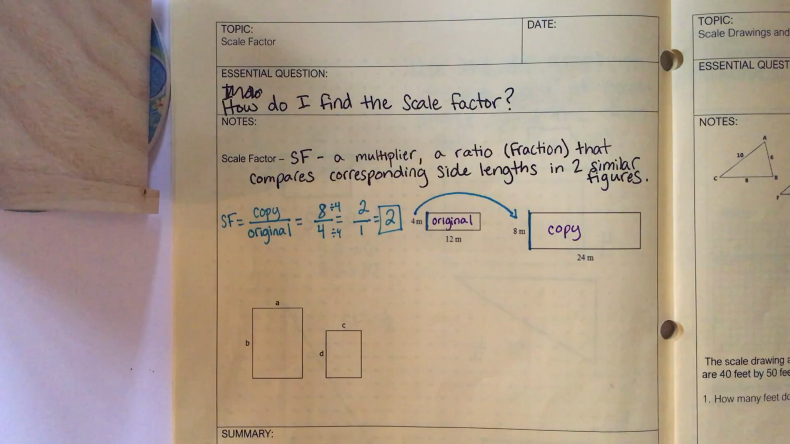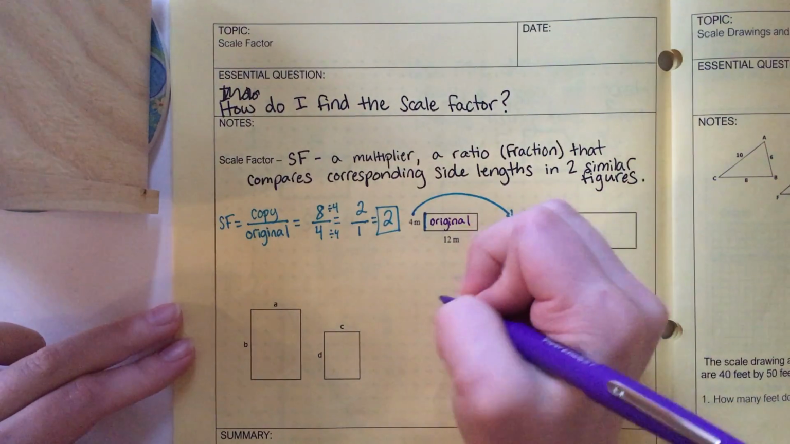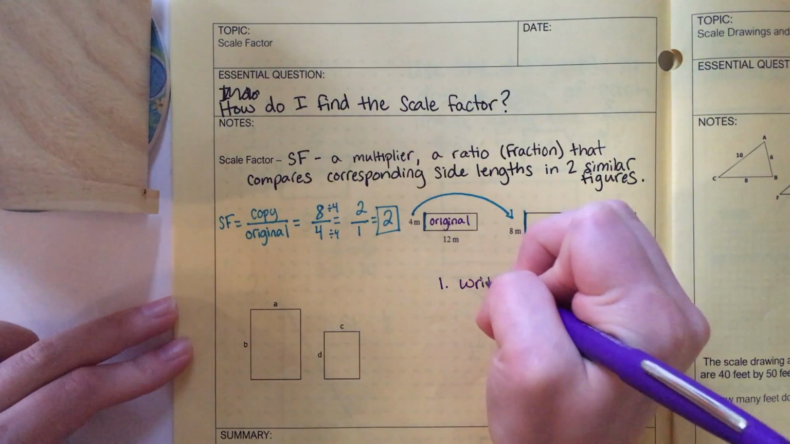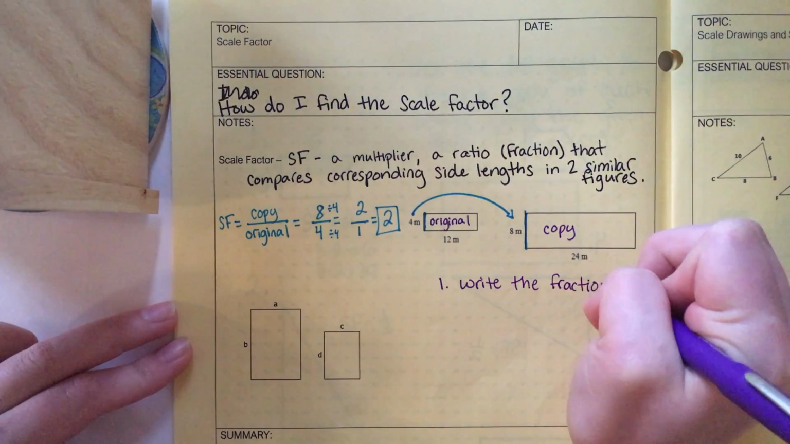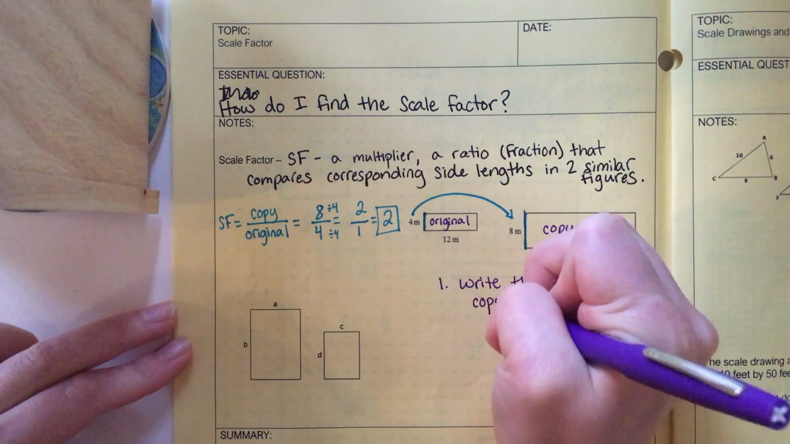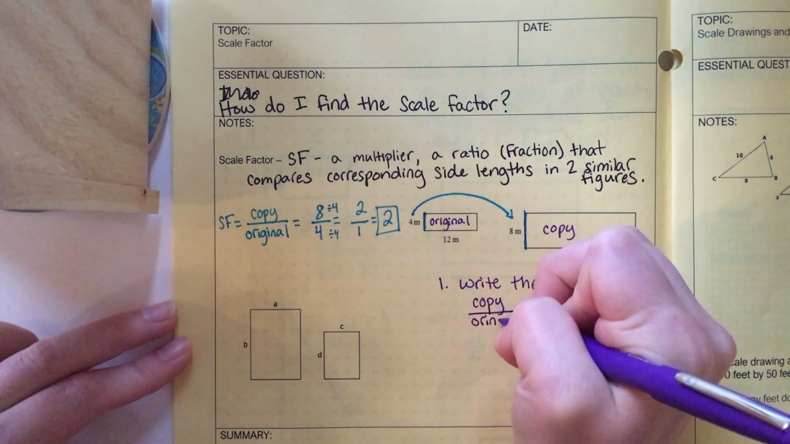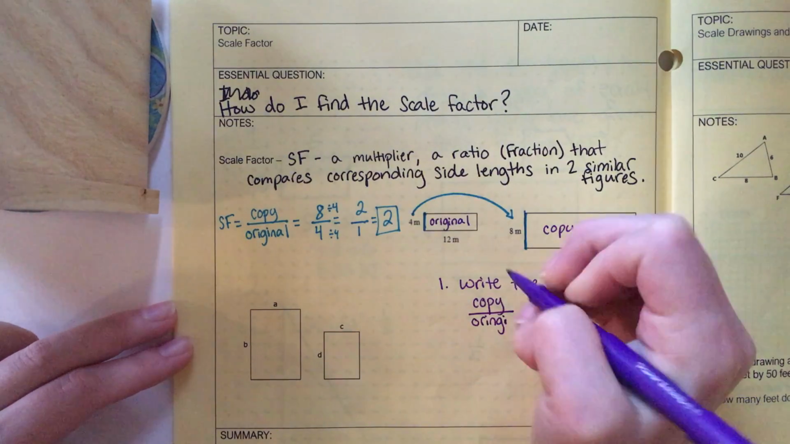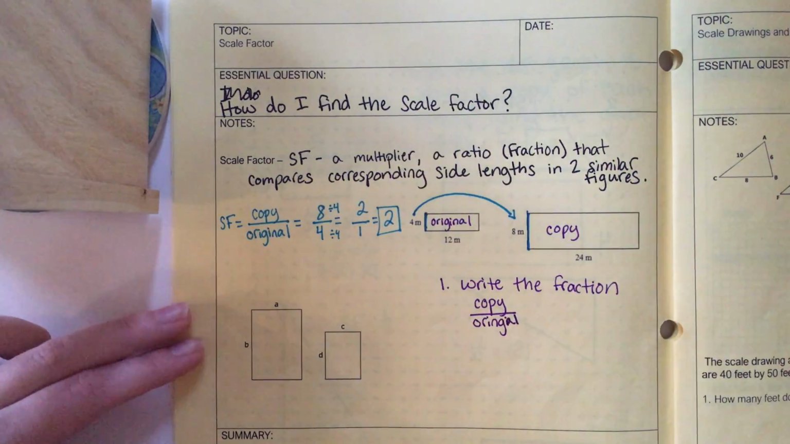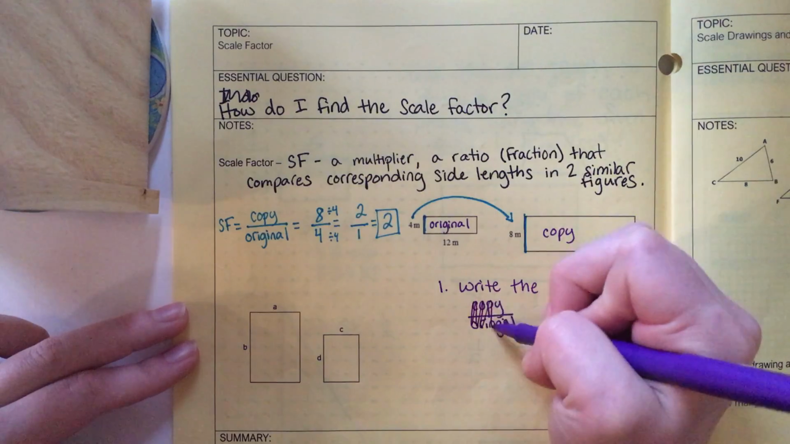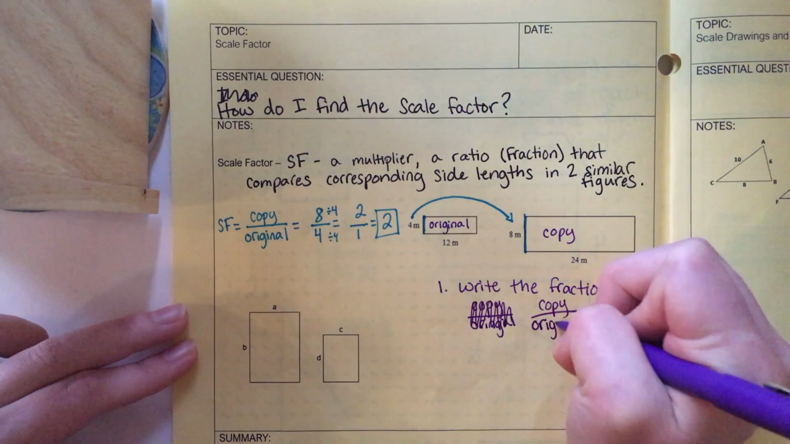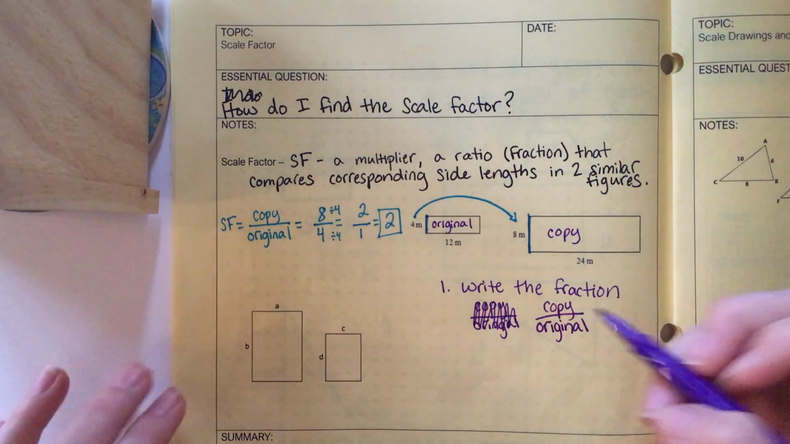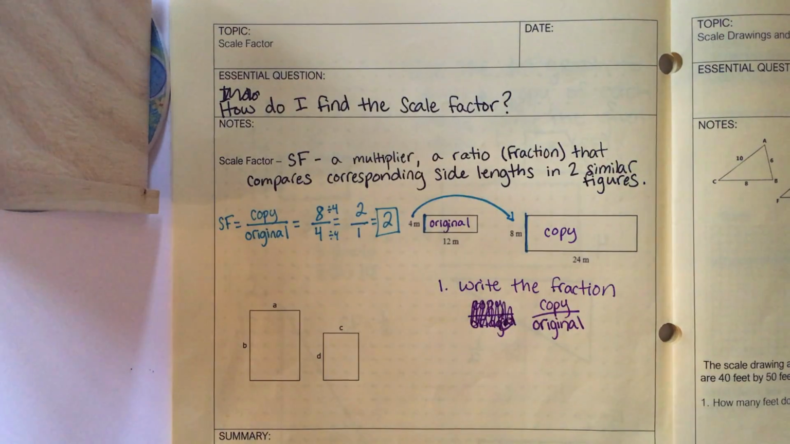So, when finding scale factor, write the fraction. Step 1, write the fraction. Copy over original. Oh my goodness, that's not how you spell it. There we go. Copy over original.